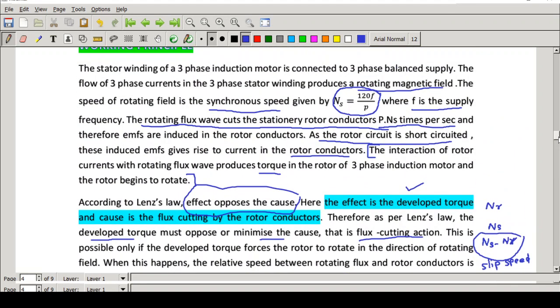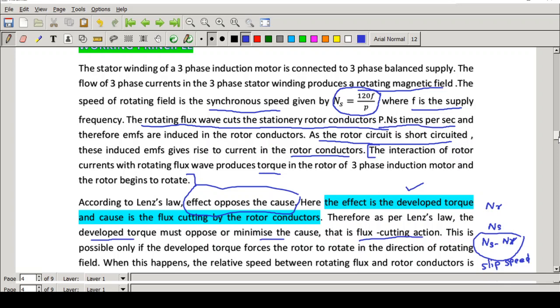When a three-phase AC supply is given to the stator winding of a three-phase induction motor, a rotating magnetic field is generated, which is rotating at a speed given by Ns, that is synchronous speed Ns equal to 120 F by P. Now, when a stationary rotor conductor is placed in this changing magnetic field, an EMF will be induced in the rotor conductors, current will start flowing. Due to the interaction between the current carrying rotor conductors and the rotating magnetic field, a torque will be generated which causes the rotor to rotate.